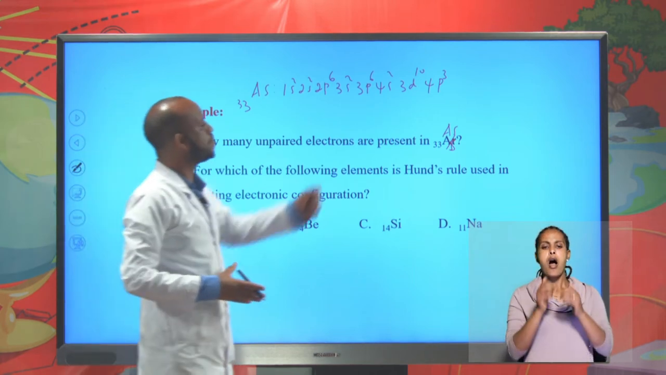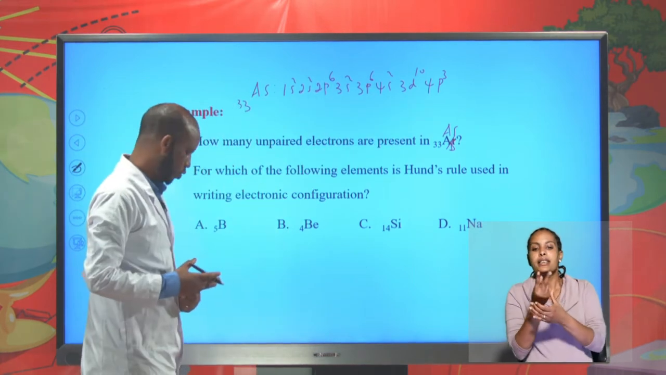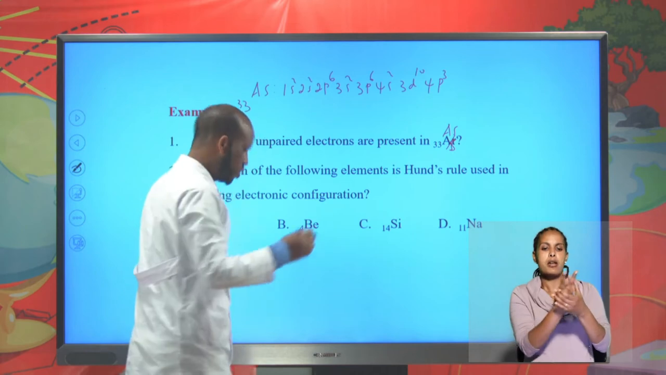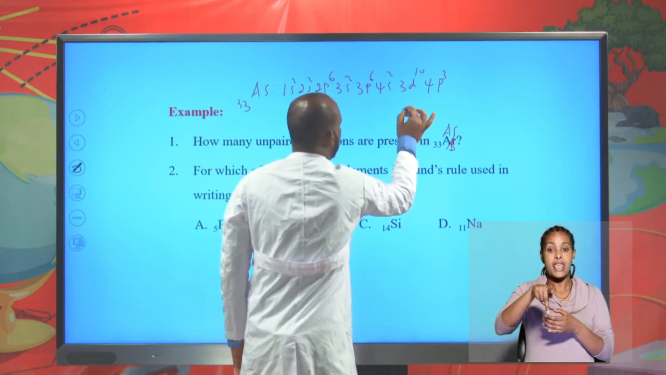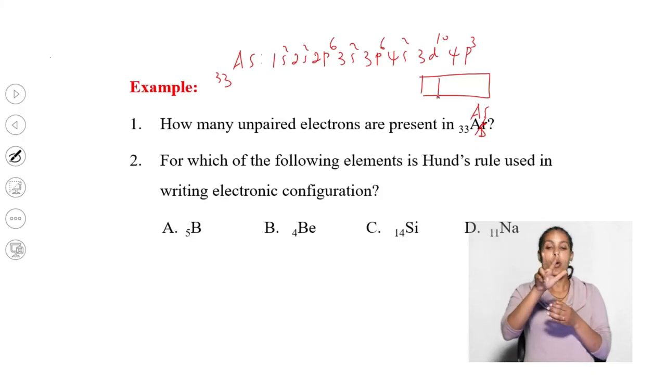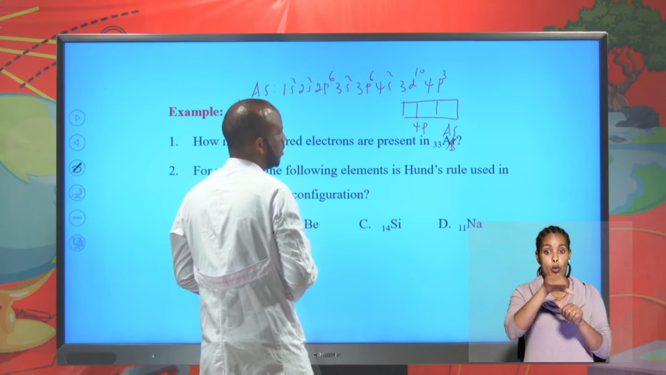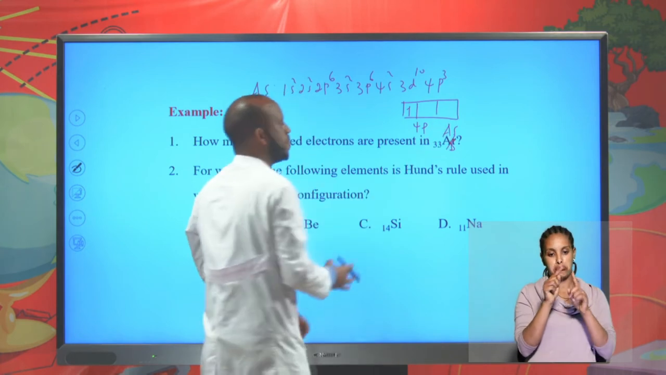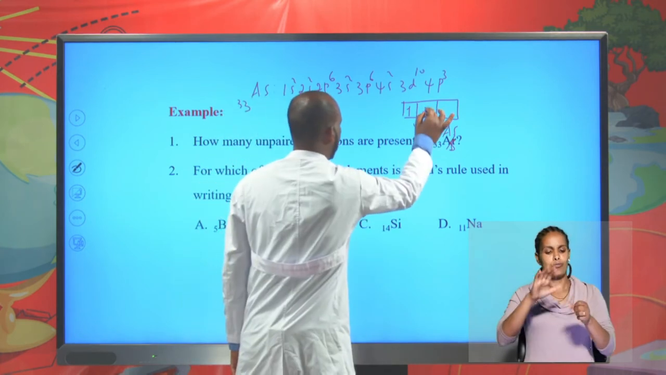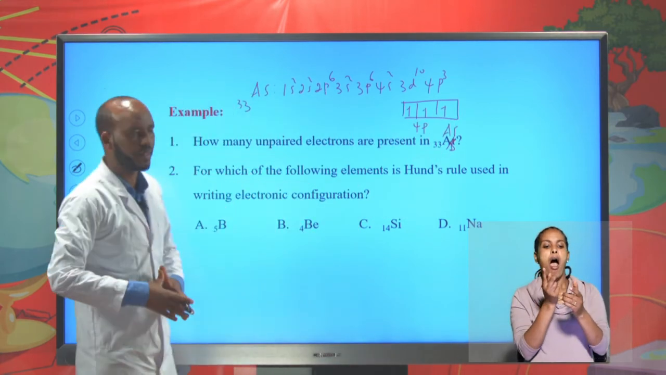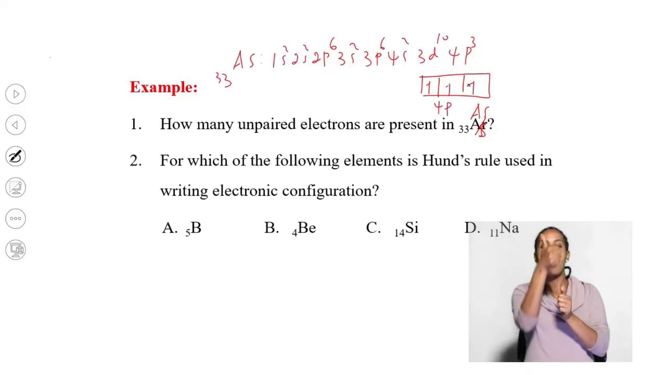Now, how many unpaired electrons are present? You see, 1s2 is paired, and these are all paired. But the p subshell has three orbitals: px, py, and pz. For p atomic orbitals, before pairing, these vacant orbitals must be occupied with electrons. Therefore, there are three unpaired electrons in arsenic with atomic number 33.